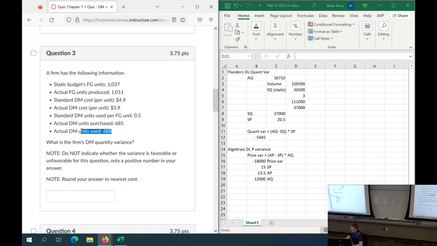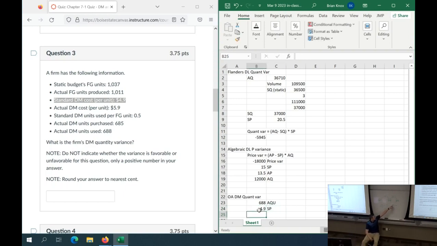Okay, so we need this number right here. Let's start copying down our fact pattern here. We have open answer, direct materials, quantity variance. All right, we have our actual quantity used that we need. I keep doing that on the right side here. 688. Okay, we have the actual standard price right here, $4.90. And the last thing we need is the standard quantity.